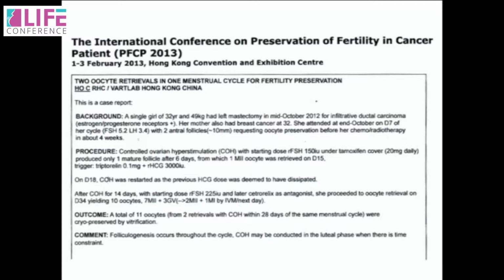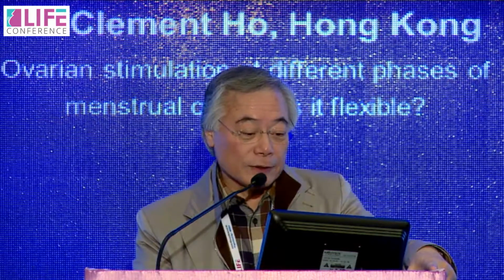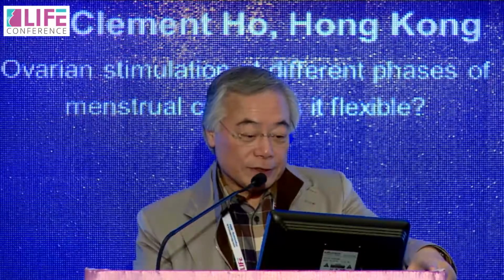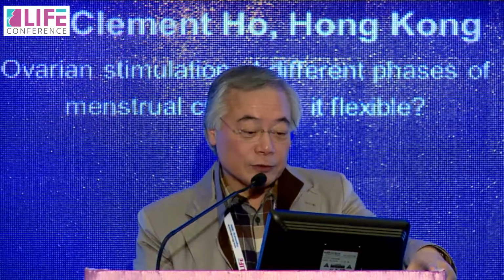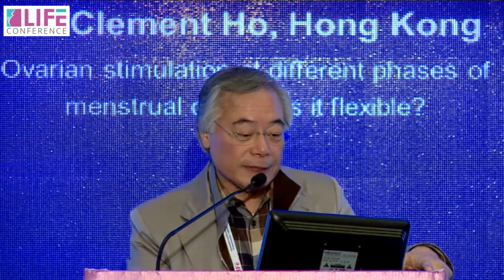So I started controlled ovarian hyperstimulation with the starting dose of 150 FSH under tamoxifen cover, but produced only 1 mature follicle after 6 days, from which 1 M2 oocyte was retrieved on day 15. And I used triptorelin 0.1 milligrams plus hCG 3000 IU for trigger. And then on day 18, that would be 5 days from her trigger, I restarted the stimulation, and I reckoned that the previous hCG dose was deemed to have dissipated.